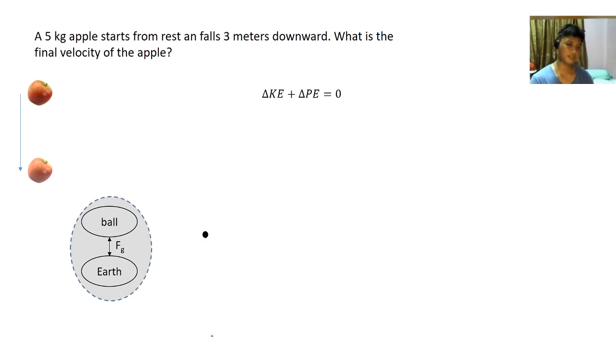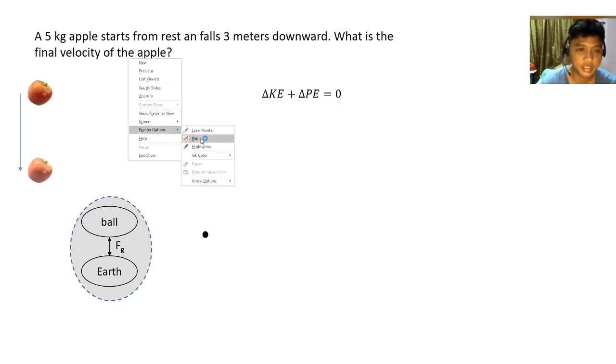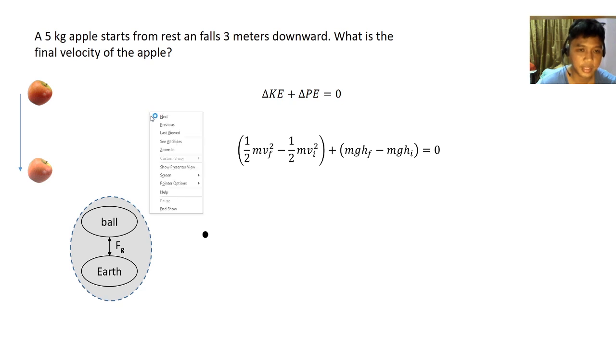As you can see, the free body diagram is just a black dot. Delta KE plus delta PE equals 0. Don't forget, you can use this equation if you're dealing with a system with no external forces, only internal forces, and this internal force is a conservative force, like gravity or electric force. Now you do have to remember the formula for gravitational potential energy, and gravitational potential energy is mgh.